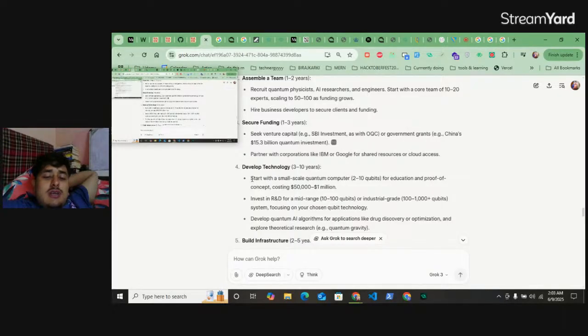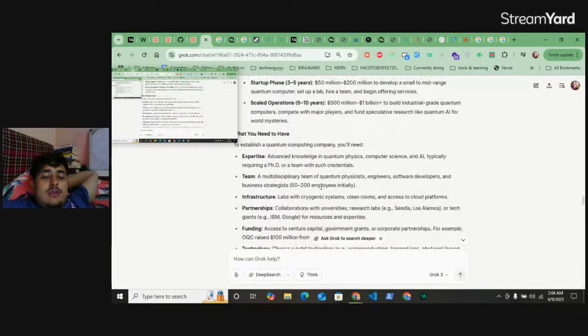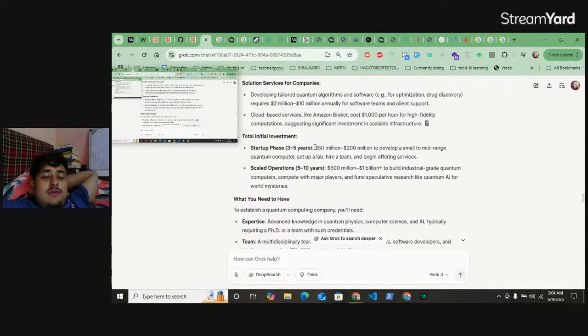Start with small scale quantum computer, 2 to 10 qubit for education and proof of concept, costing $50,000 to 1 million. Bro, so here also it said me around 50 million, right? 50 million.